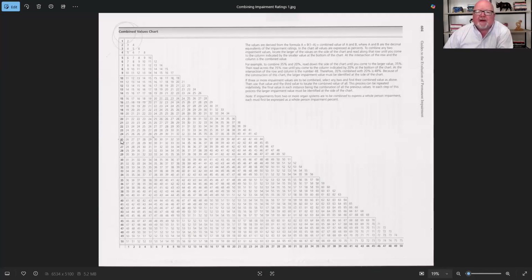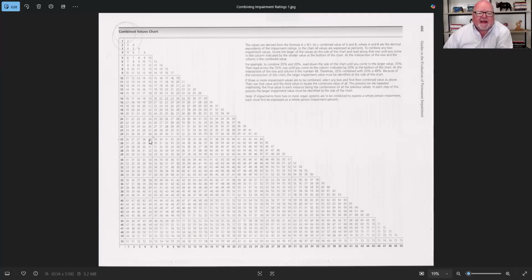Now, let's say the impairment for the low back was 5. So we're going to come over at the bottom of the chart. You'll see you're going down left to right. You'll see 5. So come up the chart from 5, come over from 25, and you'll see right there it's 29. See, if you added it, it would be 30. It wouldn't be 29. So when you see 25 and 5, it's not going to be 30. That's why.